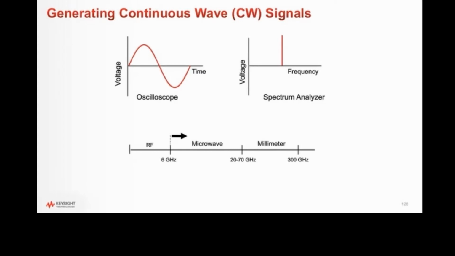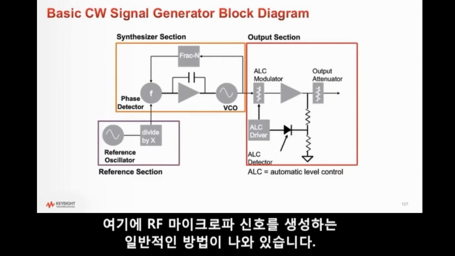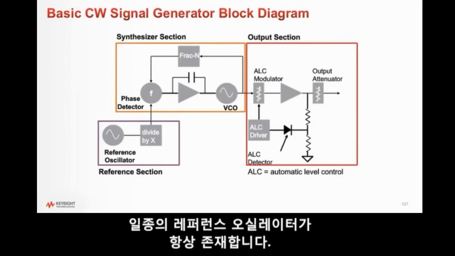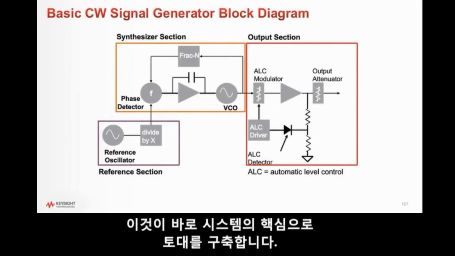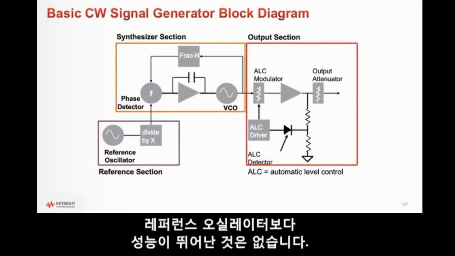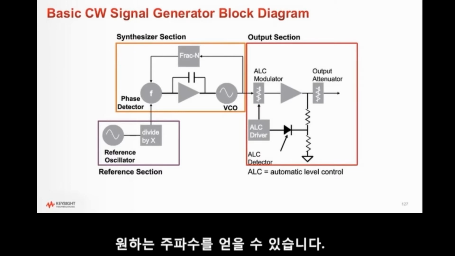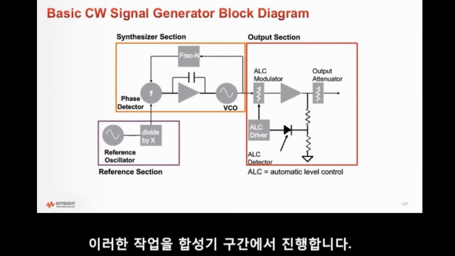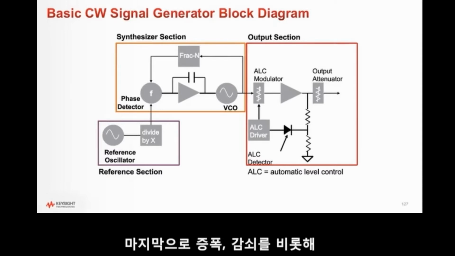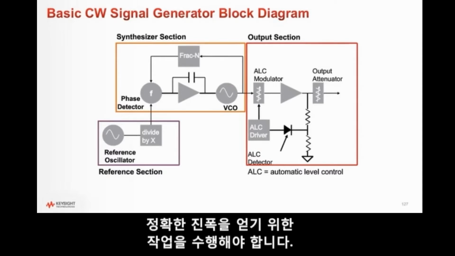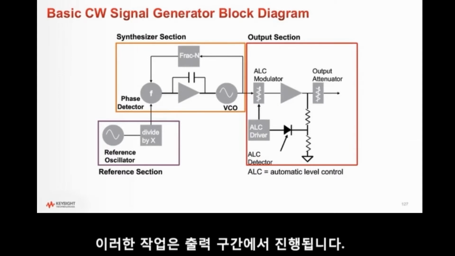Kind of a general idea of how we generate RF microwave signals. You always have some sort of reference oscillator. That's the core of your system. It's kind of what establishes the base. You can never do better performance than your reference oscillator. We're going to take that reference oscillator, we're going to multiply it, we're going to divide it, we're going to do all sorts of things to it, and that's going to get us whatever frequency we want out of it. And we do that in the synthesizer section. Finally, you have to amplify, you have to attenuate, you have to do whatever you need to get the right amplitude out of this. And so that takes place in your output section.